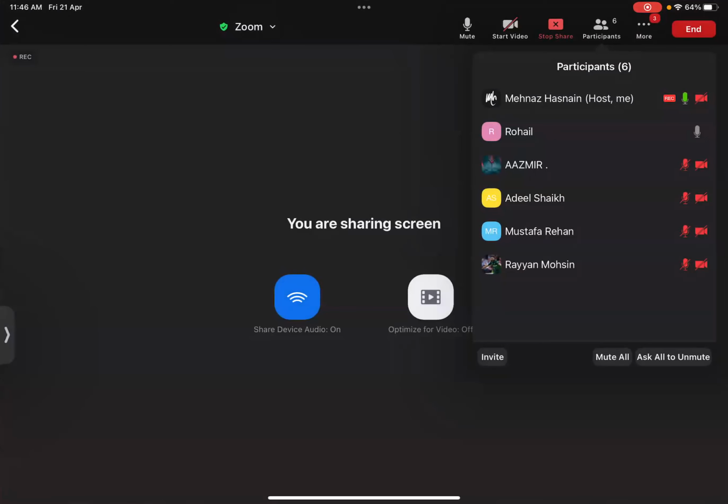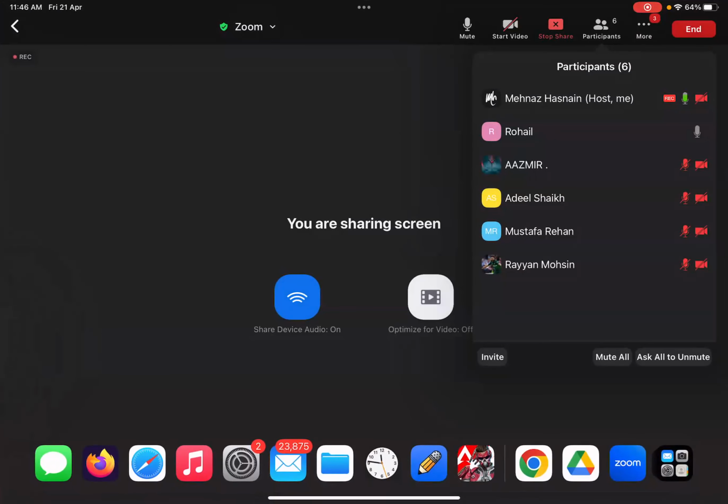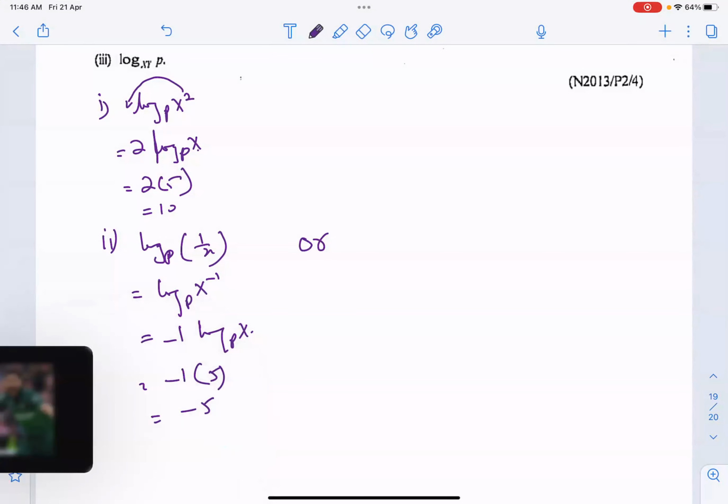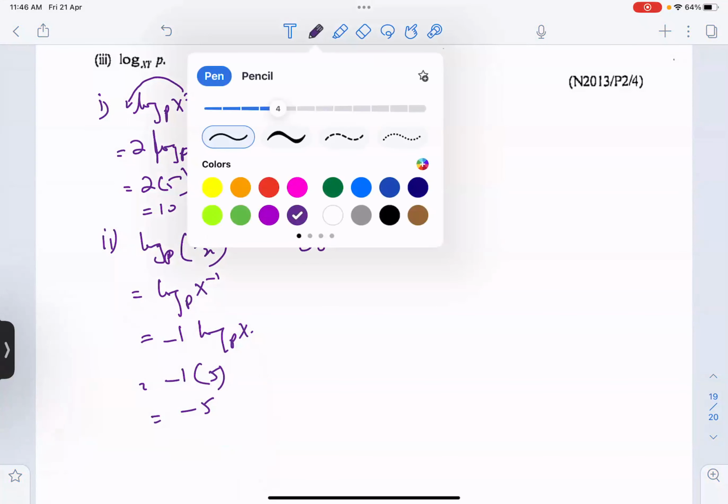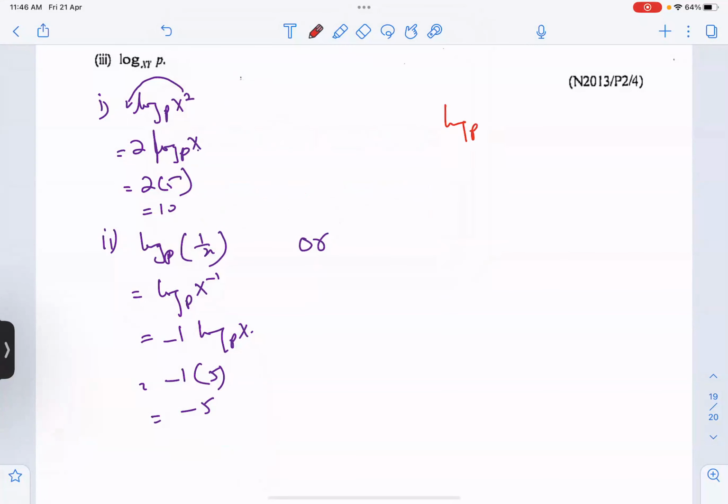Yes, miss. Okay, great. Good to hear from you, beta. Can you tell me how to do this, applying the quotient law? What is the quotient law? I'm just repeating the quotient law here. The quotient law says that if you have a particular base and you have a fraction, you can separate it like this.